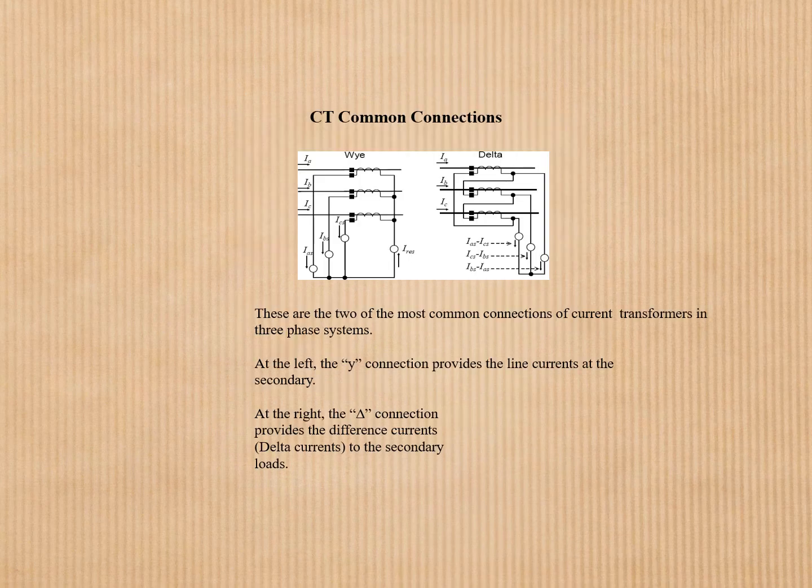CT common connections: Y and delta. These are two of the most common connections of current transformers in a three-phase system. At the left, the Y connection provides the line current at the secondary. At the right, the delta connection provides the difference currents, delta currents, to the secondary load.